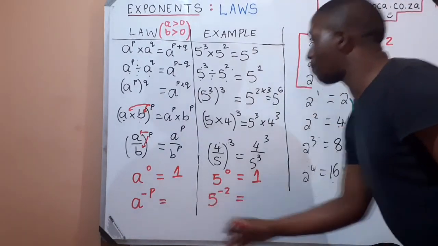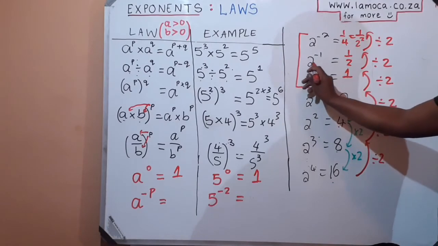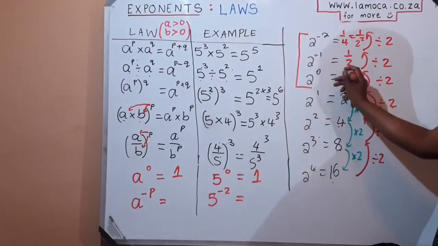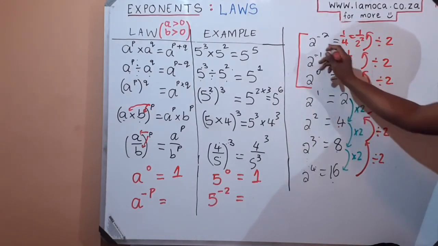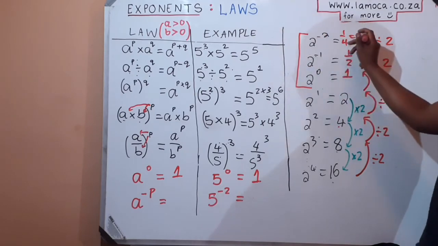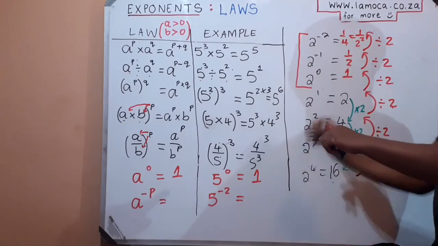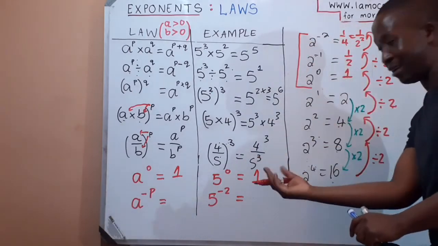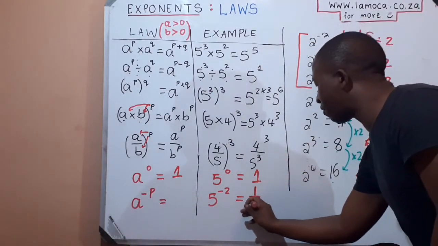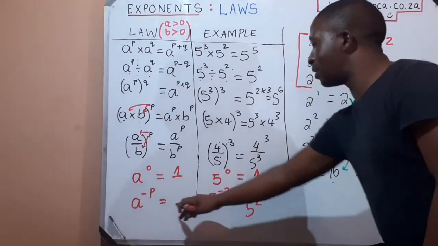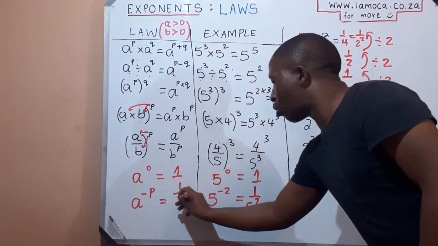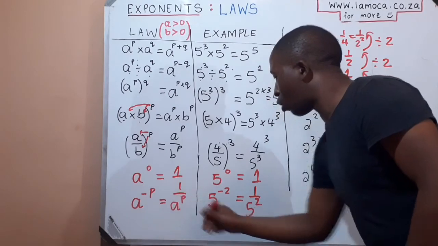And then when you're raising something to a negative exponent, look at this. When it was 2 to the minus 1, the answer became 1 over 2 to the power 1. When it was 2 to the power negative 2, it became 1 over 2 to the power positive 2. So it just becomes 1 over the same exponent but with a different sign. So this is as good as 1 over 5 to the power of 2, which means in general, this is 1 over a to the power of p.